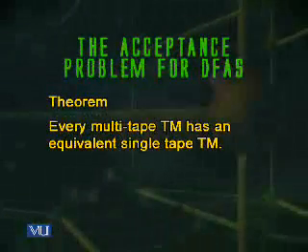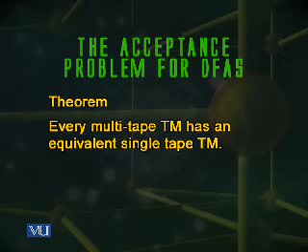Well, what we can do is we can find another Turing machine which is only a single-tape Turing machine which will accept exactly the same language. So adding more tapes to the Turing machine does not give it any extra power. Every multi-tape Turing machine has an equivalent single-tape Turing machine. This is the theorem that we will start by proving today. How can we prove such a theorem?